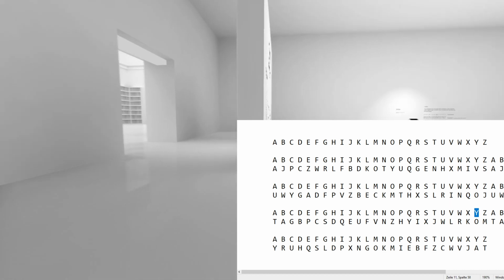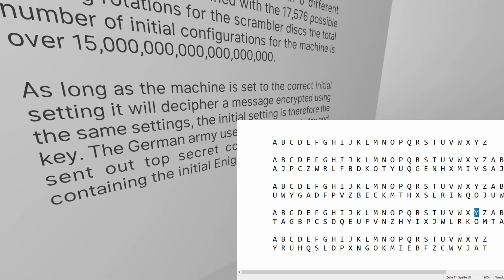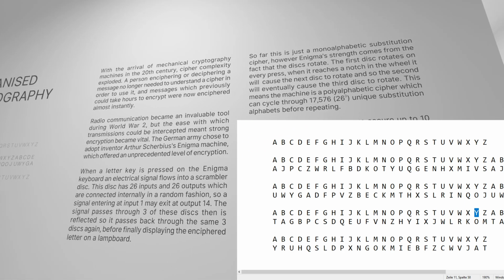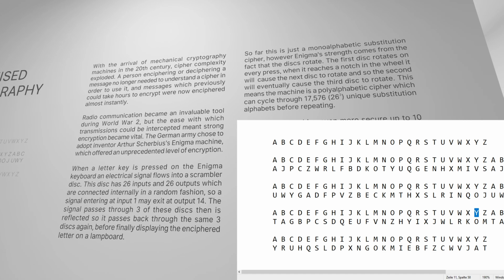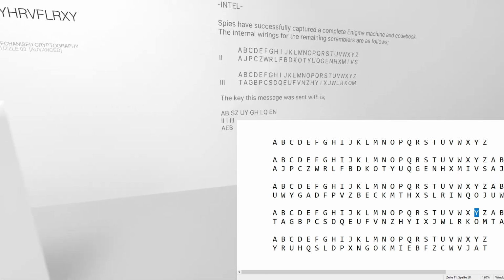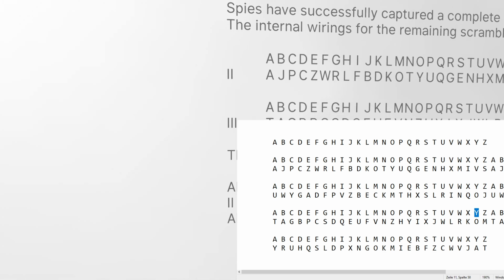Does the text have more intel on that? Like, how do we input the key? This just says there are keys. Use a new key each day, but how do I set it up? The first disc rotates on every press. When it reaches a notch in the wheel, it will cause the next disc to rotate, until the second will eventually cause the third disc to rotate. But how do we know how that works, the rotation for disc 2 and 3? We don't have a notch in our disc because we don't have a physical disc. Are those the positions of the notches? AEB? Or something?